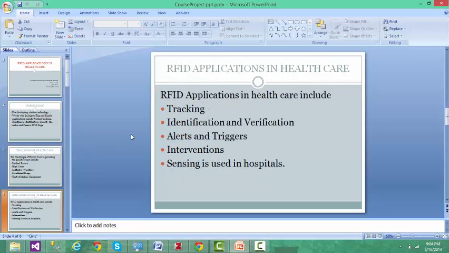And coming to the RFID applications in healthcare, they include tracking, identification and verification, alerts and triggers, interventions, and sensing in the hospitals. The most widely used application in hospitals is tracking. As I mentioned before, there are two types of tags: passive RFID tags and active RFID tags. Passive RFID tags are used to track drug authentication, patient identification, and telemetry transmitters, etc. in the hospitals. Active RFID tags are used to track the infusion pumps, staff, patients, wheelchairs and beds. And RFID robots were developed to track the expensive assets and equipment in the hospitals.